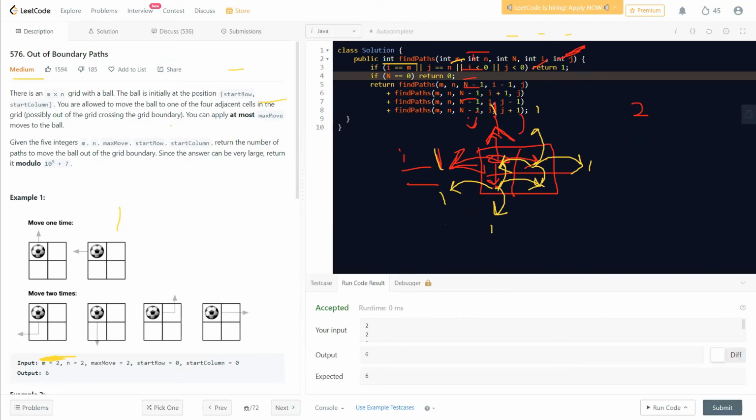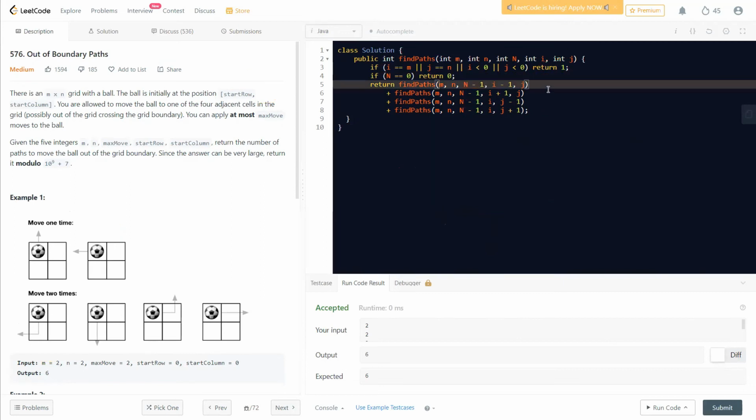Why may it give you a time limit exception? Because look at the time complexity over here. For each n, you are having 4 paths, right? So it's more like the for max move. If it's a bigger value, just think of the time complexity. It will be something like 4 to the power n, because for each n value you are having 4 different paths, right? So that will be increasing our time complexity.